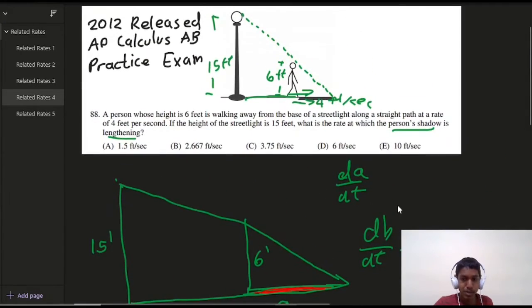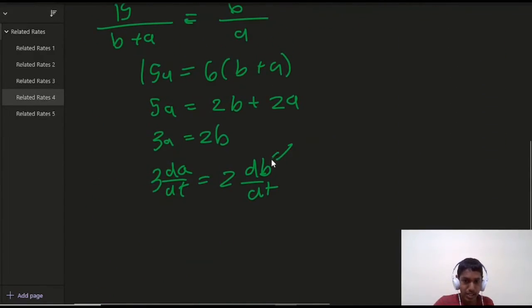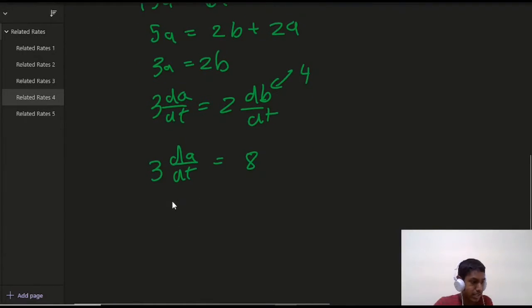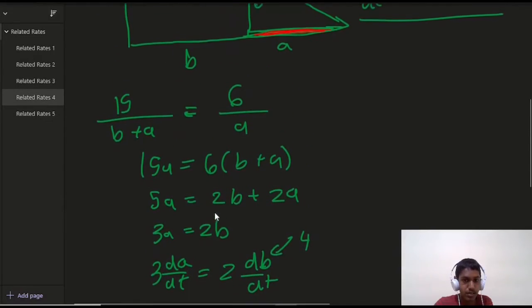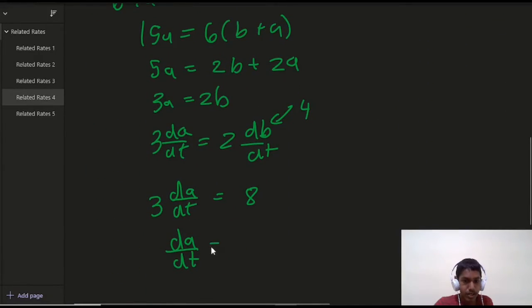And from that point, we're pretty much done. So dB/dt is 4 feet per second. So you know this is 4. And so we can just solve for dA/dt right now. So 3 dA/dt equals 2 times 4, which is 8. So then dA/dt is going to be 8 over 3.